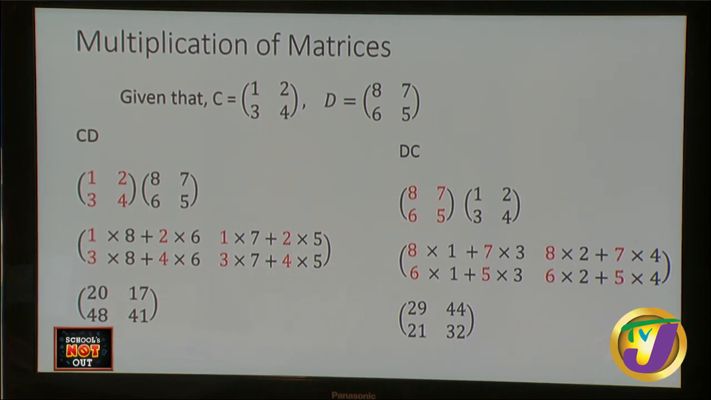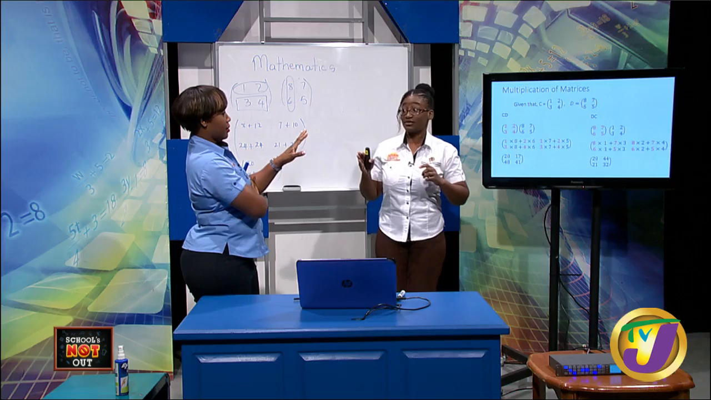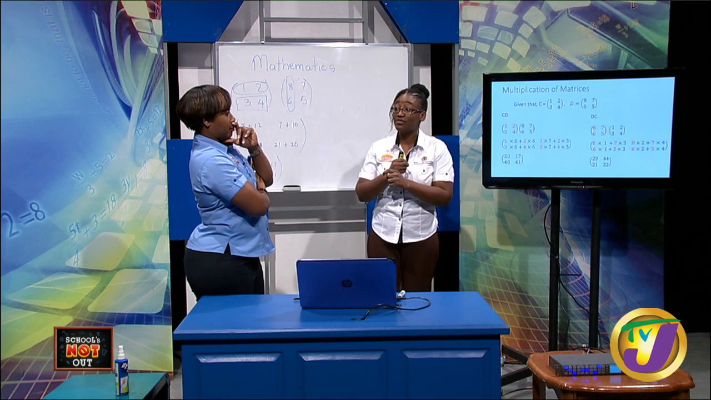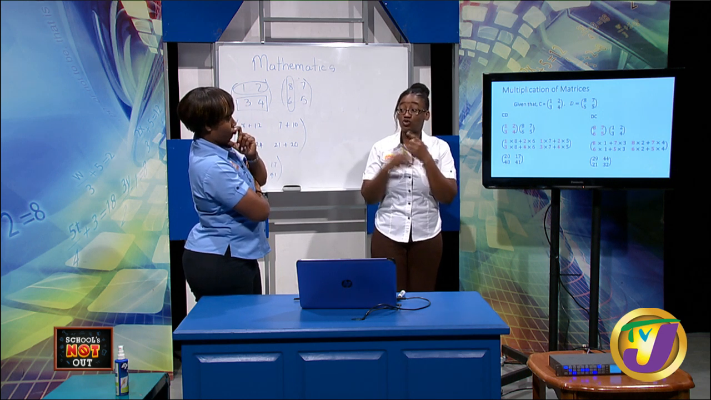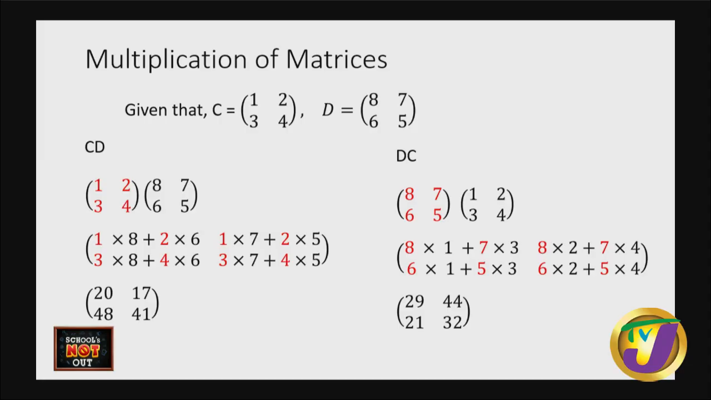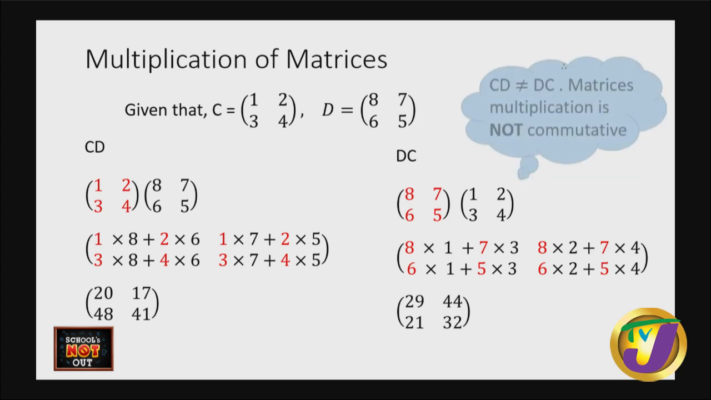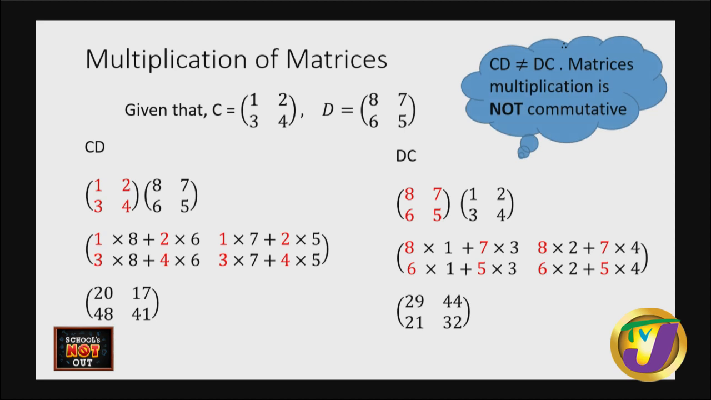Yes, but we're noticing something interesting here. Same two matrices, all we did was change the arrangement. And our two resultant matrices are both 2 by 2, but the elements in the matrices are not the same. So what conclusion do you think we can draw? Well, we can definitely say that multiplying CD is not the same as multiplying DC. We can certainly say that the results are not equal. And so we can conclude that matrix multiplication is not commutative.